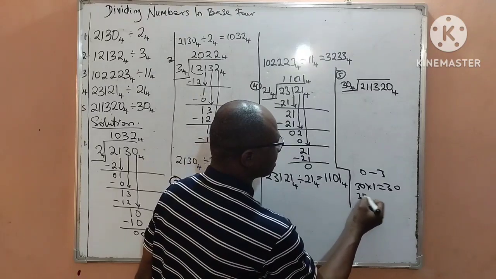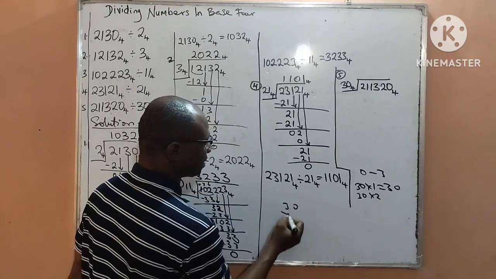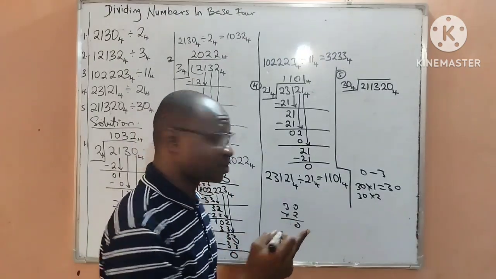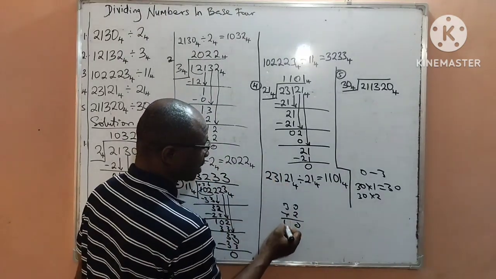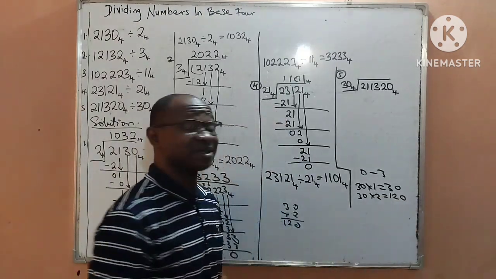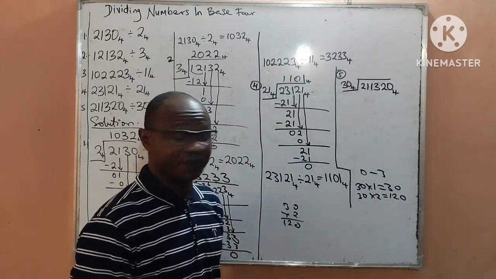Next, 30 by 2. So we check it, 30 by 2. 2 times 0 is 0, 2 times 3 is 6. We can't get 6 in base 4, so we divide by 4. It will give us 1, remainder 2. So that will give us 120, meaning that 30 times 2 is 120 in base 4.